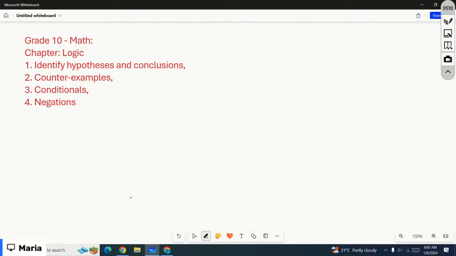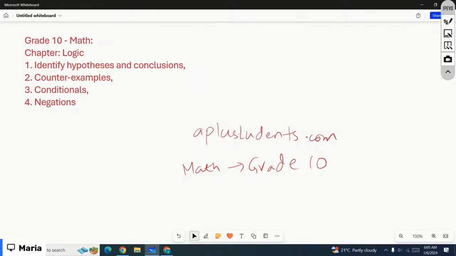You can find all the lessons on aplusstudents.com. You have to log in there using your email address and password as provided by the administrator. Then select math from the subject tab, scroll down to grade 10, and click on view all lessons. There you can find a list of the chapters. We're going to start with the chapter on logic.